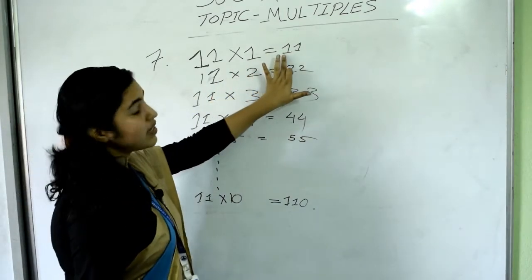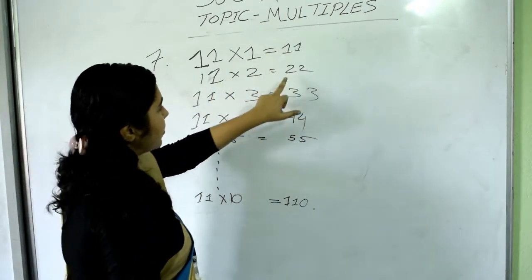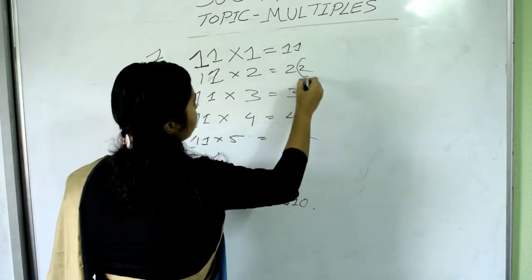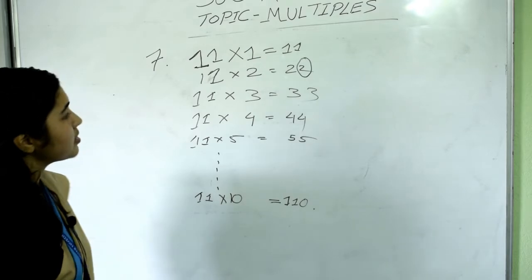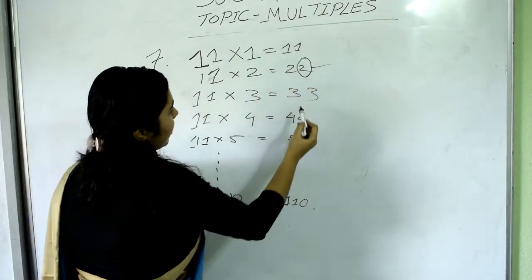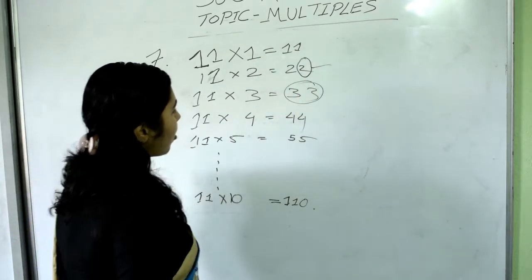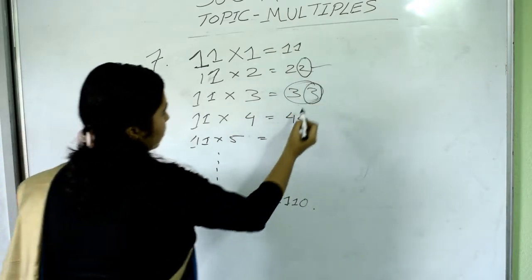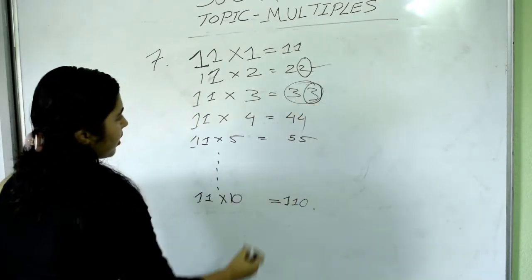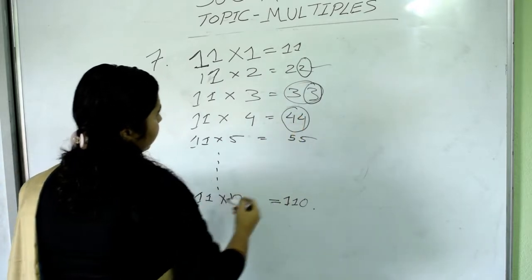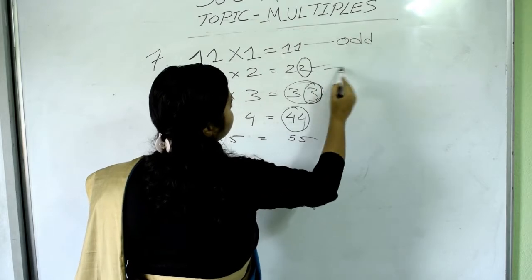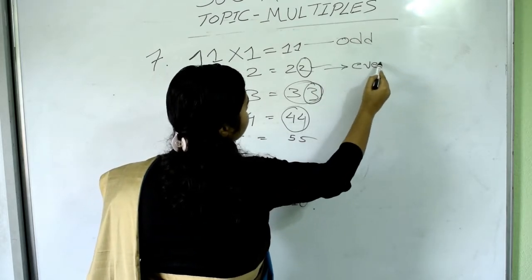Now 11 is an odd number, but 22 is even, because the digit in the ones place is even. That means this is an even number. Again 33 is an odd number, because the digit in the ones place is odd. Again this is an even number. That means this is an odd number, but this is an even number.